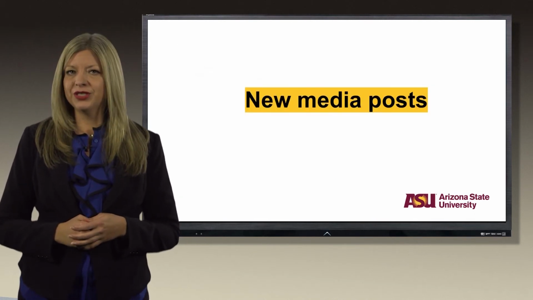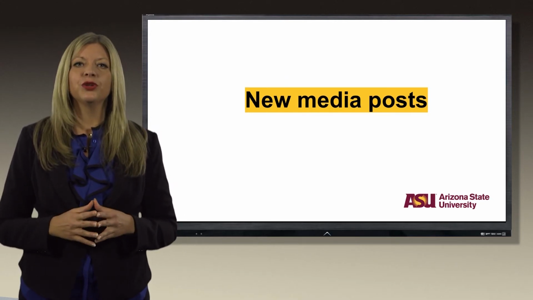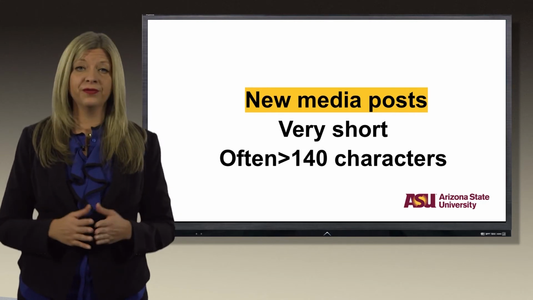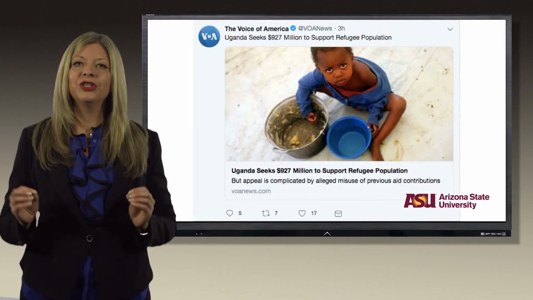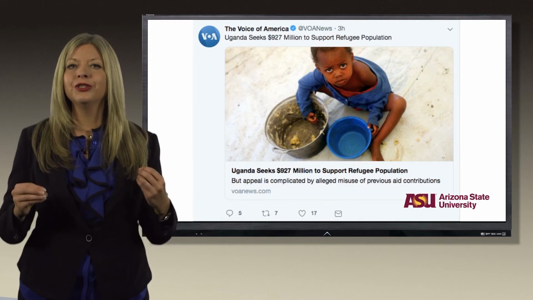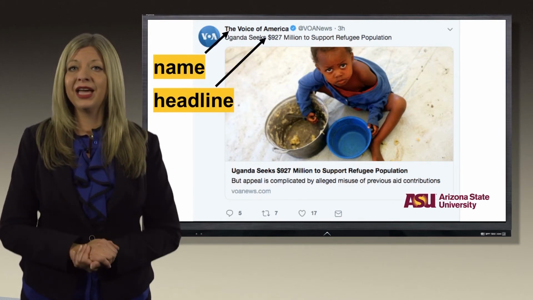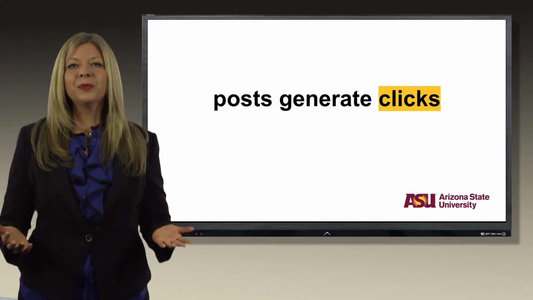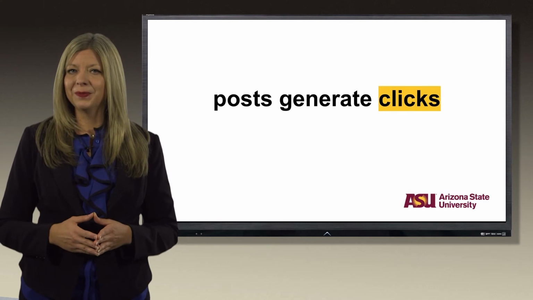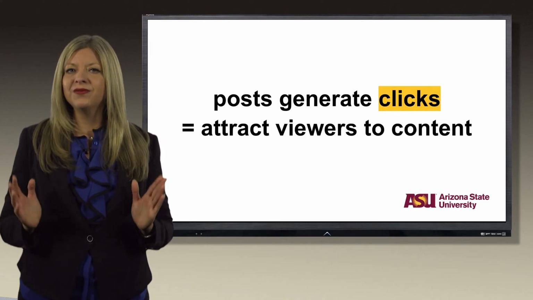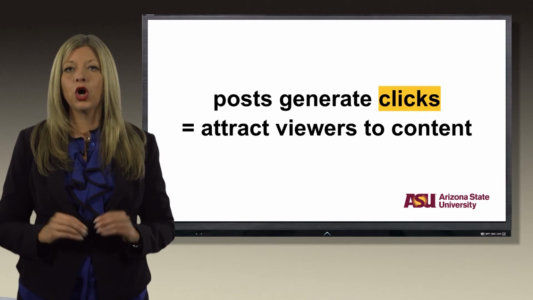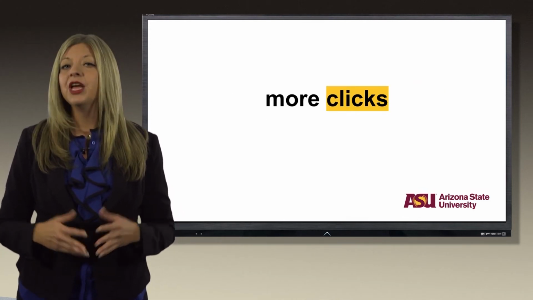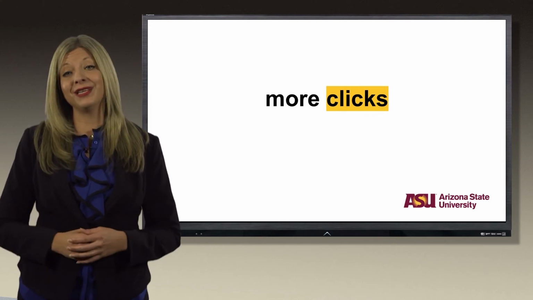New website posts and social media news posts are very short, often limited to only 140 characters. Typical new media news posts include the media outlet's name, a headline, a picture, and a link to the full story. The purpose of these posts is to generate clicks. In other words, to attract the viewers to click on a link to the content on a different page. Like the TV ratings we discussed in Module 7, generating clicks is the way websites make money.